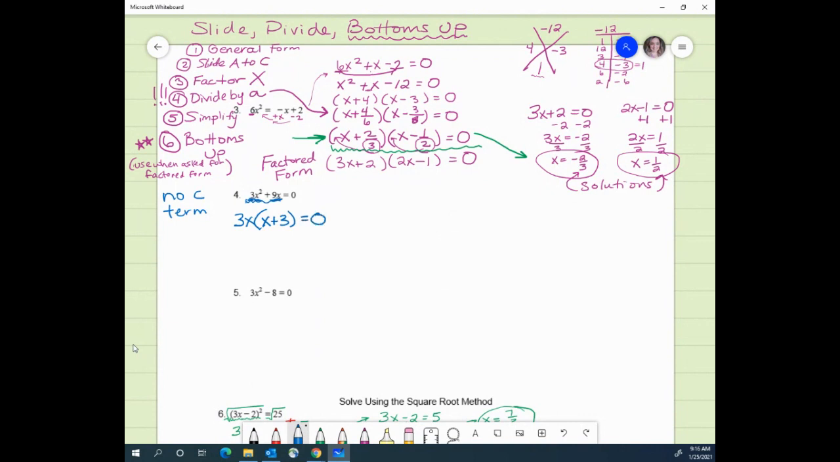And if you want to check if you factored this correctly, you can mentally say, all right, if I redistribute this, am I going to get the same thing as what's up there? So 3x times x would give me 3x squared. 3x times 3 would give me 9x. So I know that I factored it correctly. So now this is factored form.